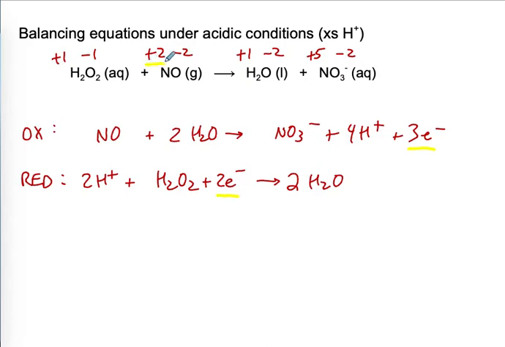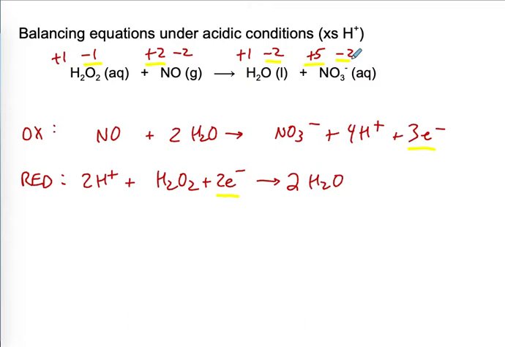Nitrogen is being oxidized from +2 to +5. An increase in oxidation number of 3 corresponds to a 3-electron oxidation, which we clearly see in the loss of 3 electrons in the oxidation half reaction. Correspondingly, oxygen is being reduced from -1 to -2 in water. That is a decrease in oxidation number of 1, but because there are 2 oxygens in hydrogen peroxide, that's a total decrease in oxidation number of 2, consistent with a gain of 2 electrons. It all makes sense.